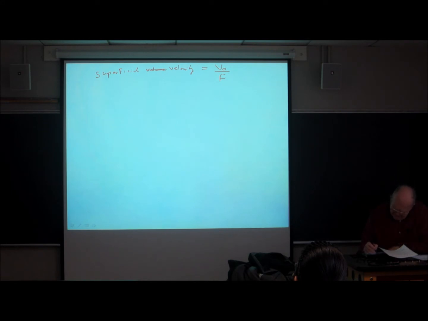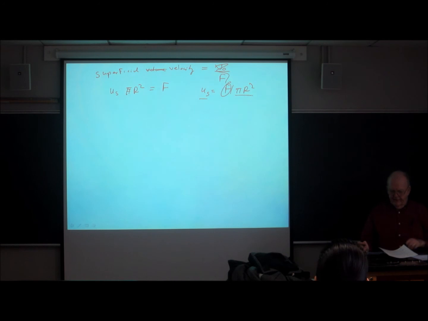So, did I do that right? No, that's not right. Superficial velocity. That's right. That's the superficial velocity. It's the flow rate divided by the cross-sectional area of the open tube. Sorry about that.